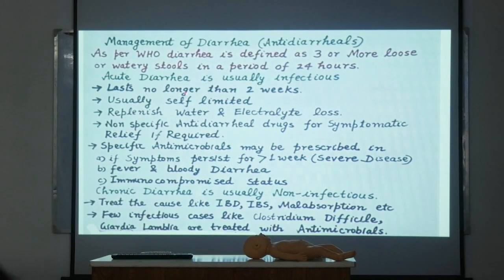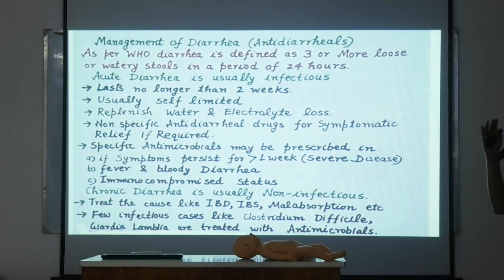Mostly acute diarrhea is infective diarrhea, that is self limiting. The patient has to be supported, supportive treatment is necessary: give fluids, correct the electrolyte imbalance. That is acute diarrhea. And there is chronic diarrhea which lasts more than 2 weeks. Chronic diarrhea is usually non-infective, okay?